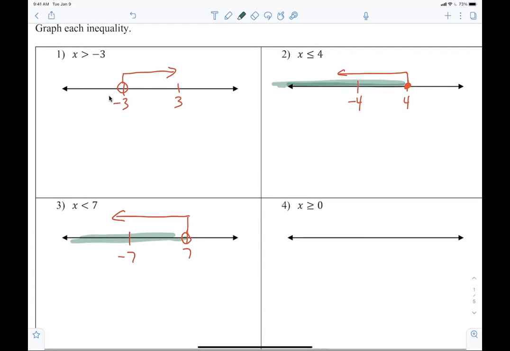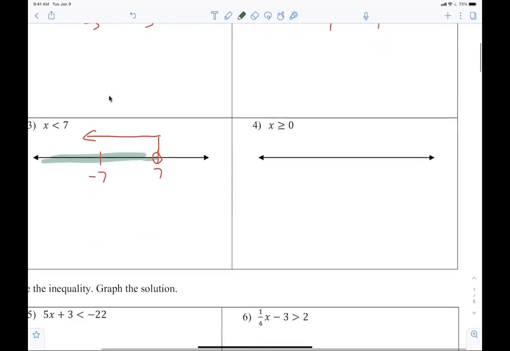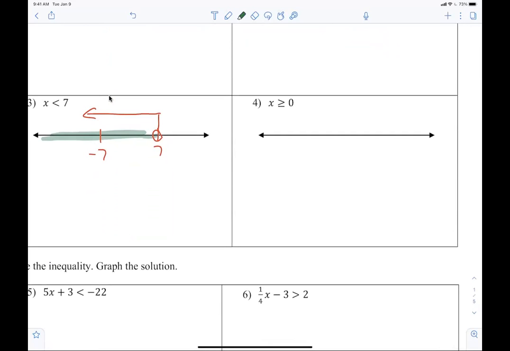Everybody good? All right. So if I say x is greater than or equal to 0, so obviously I put a 0 down and I'm just going to put another number, 1. I don't care what number you put down. Greater than or equal to requires a what? Closed. Going in which direction? Right. To the right. It's really that simple.